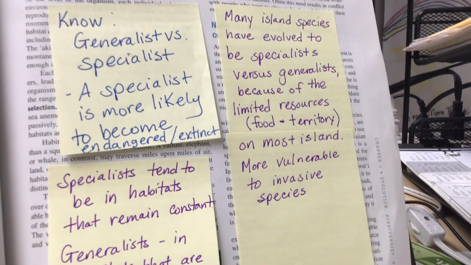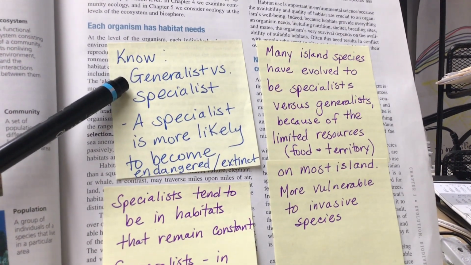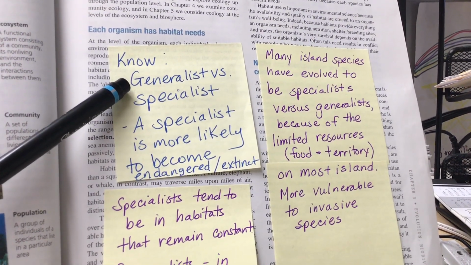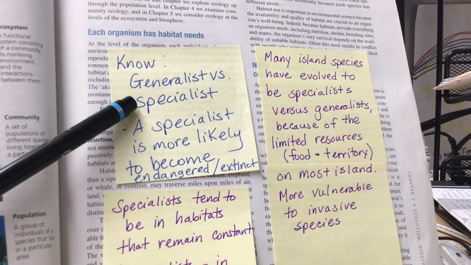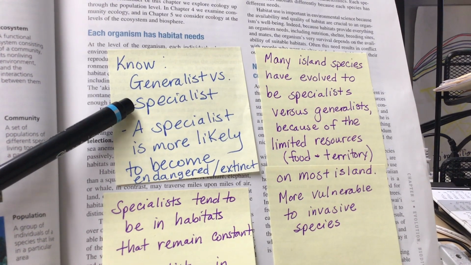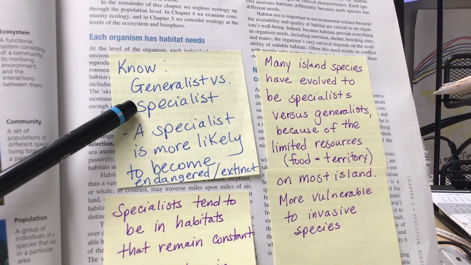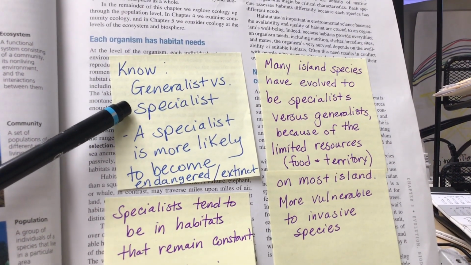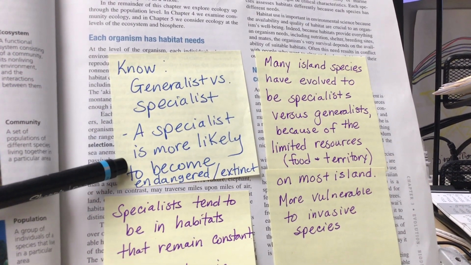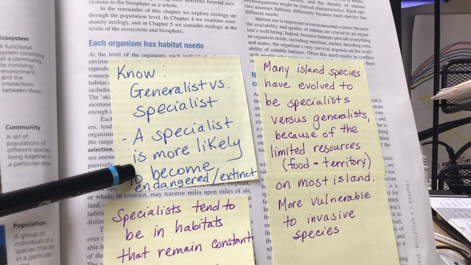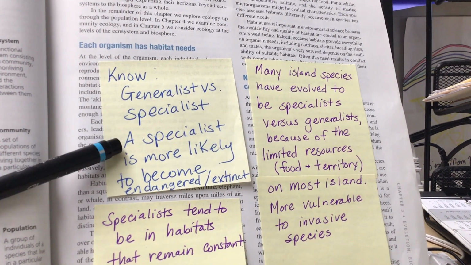Over here on page 61, know that a generalist species is one that can live anywhere or a lot of different places, eat a lot of different things, where a specialist cannot. So polar bears are specialists. They really, for the most part, survive on seals, and they hunt on ice. They are trying to adapt and change, but it's not working that great. A specialist is more likely to become endangered or extinct because they have specialized foods and they have specialized locations where they can live.